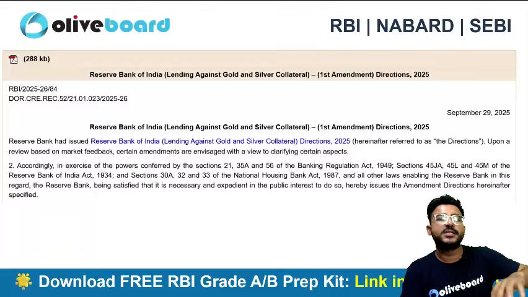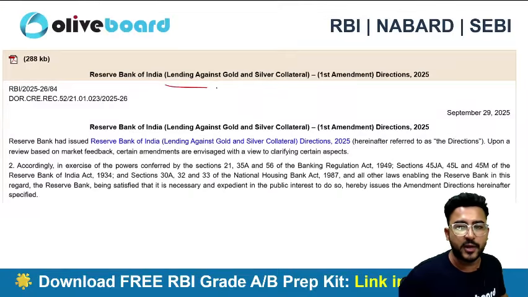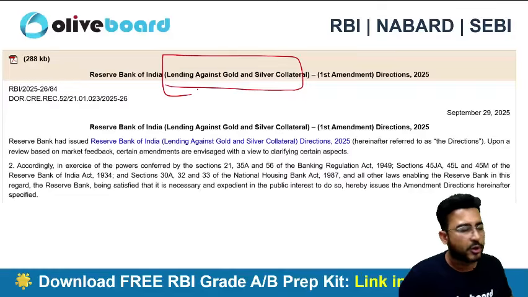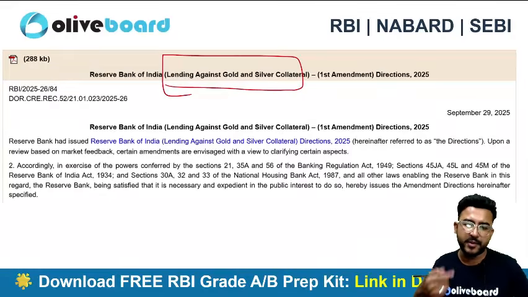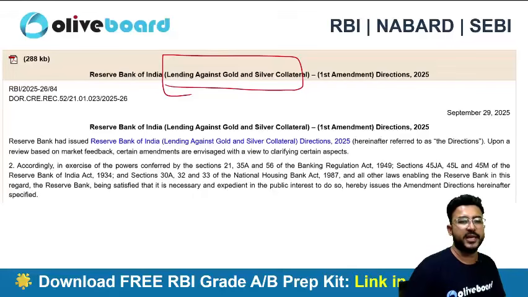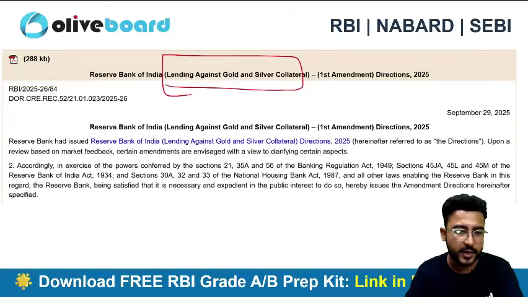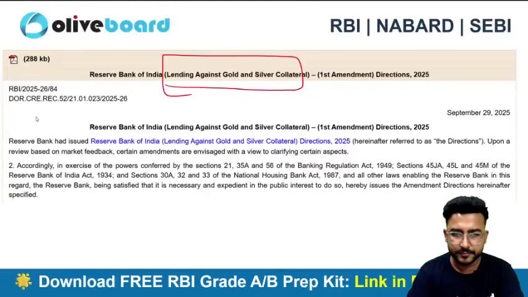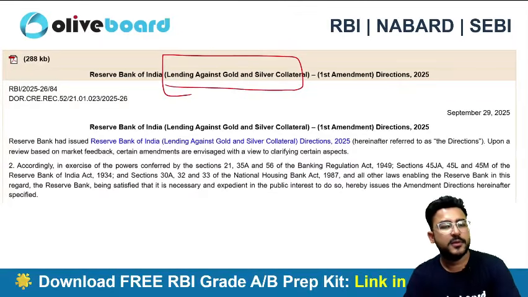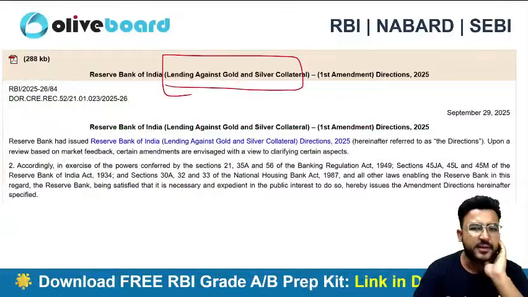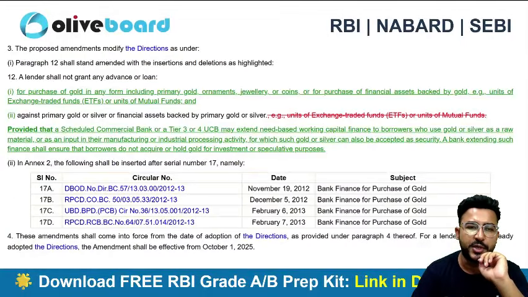Okay. Then there is the Reserve Bank of India lending against gold and silver collateral. So this direction came in, I think, June or July, right? And in today's session, if time permits, definitely we'll be covering this particular direction as well. Lending against gold and silver collateral. Do you guys remember this particular circular? I think it came in June or July. Do you guys remember this circular? Anyone? Yes. Great. So there are some amendments here in this particular circular.